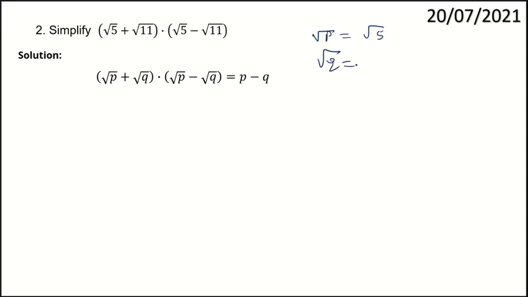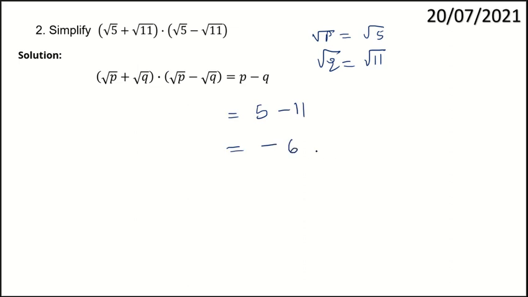Simplify root 5 plus root 11 into root 5 minus root 11. It is solved using the identity root p plus root q into root p minus root q, where you could clearly see root p is root 5, root q is root 11. So the answer would be, from this, 5 minus 11, nothing but minus 6.